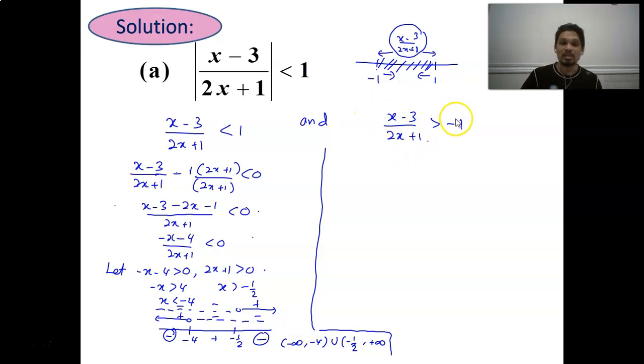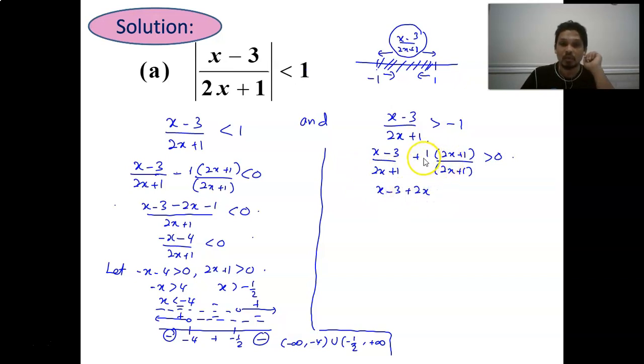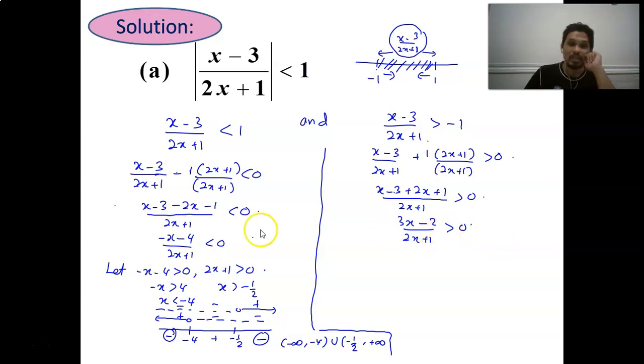Okay, so now bring this negative 1 to the side. (x − 3)/(2x + 1), negative 1 here becomes positive plus 1. So we multiply with 2x + 1 and divide also by 2x + 1 to equalize the denominator, and it is greater than 0. So then x − 3 plus 2x + 1 over 2x + 1 is greater than 0: x plus 2x is 3x, negative 3 plus 1 is negative 2, and 2x + 1 greater than 0. Okay, now this is greater than 0 just now, and this is less than 0.